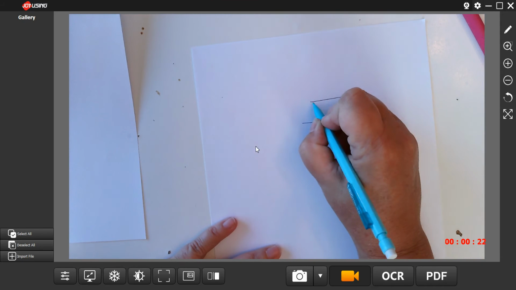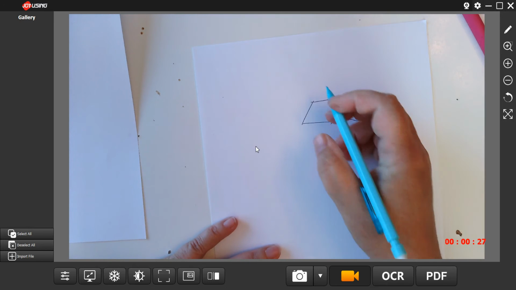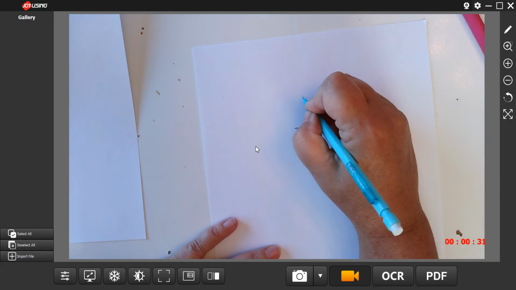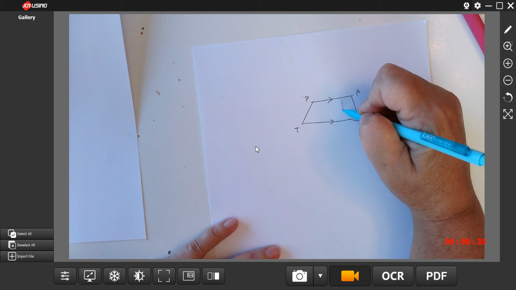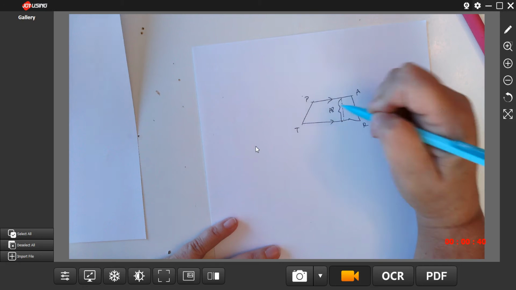So a trapezoid, remember, has exactly one set of parallel lines. So they want one of them to be TR, which is going to be a little bit longer. The other one's going to be AP. But they also said they want this distance right here to be the length of AP.